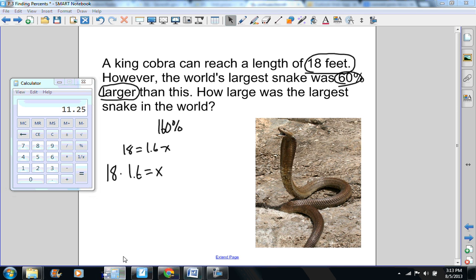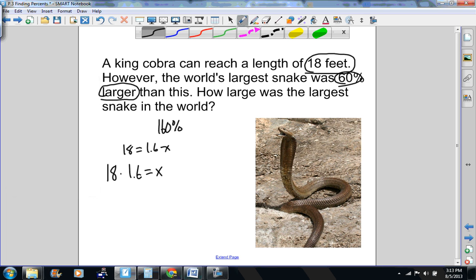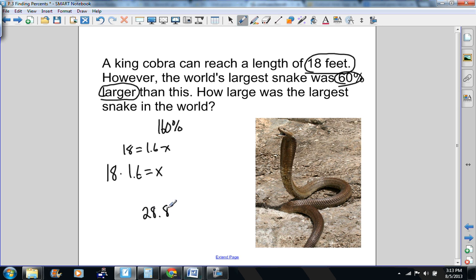So if you think about your answers, sometimes you can get some good ones. So 18 times 1.6 gives me 28.8 feet. Or I could have done 18 times 0.6, 10.8, and I could have added it plus the 18, and that would also give me 28.8 feet. Okay? A lot of these are just trial and error. Try them, see if your answer makes sense, and then go from there.